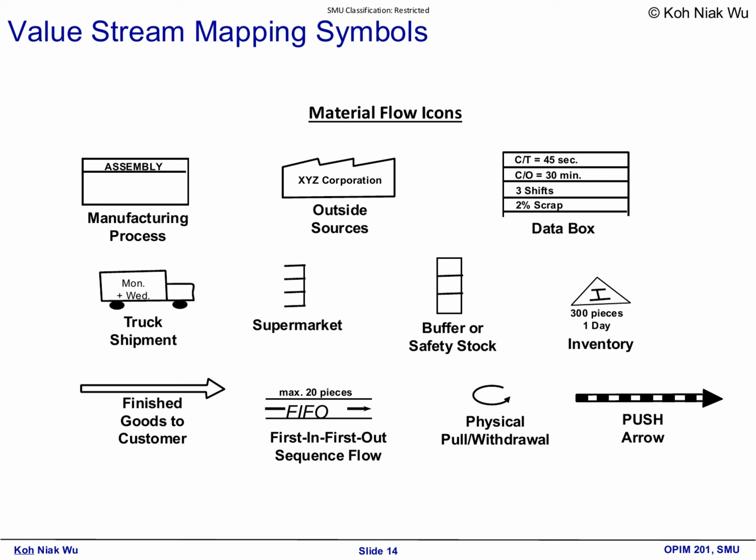Truck shipment. This symbol indicates the transportation of goods. It highlights the movement of materials between locations. Supermarket. This represents a storage area for inventory. It acts as a buffer between production and customer demand.